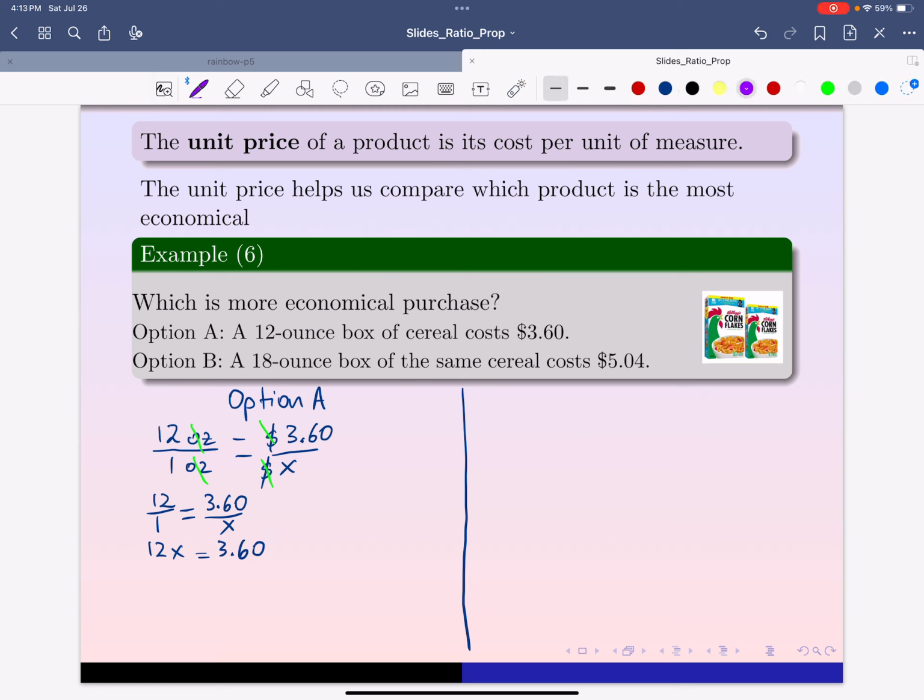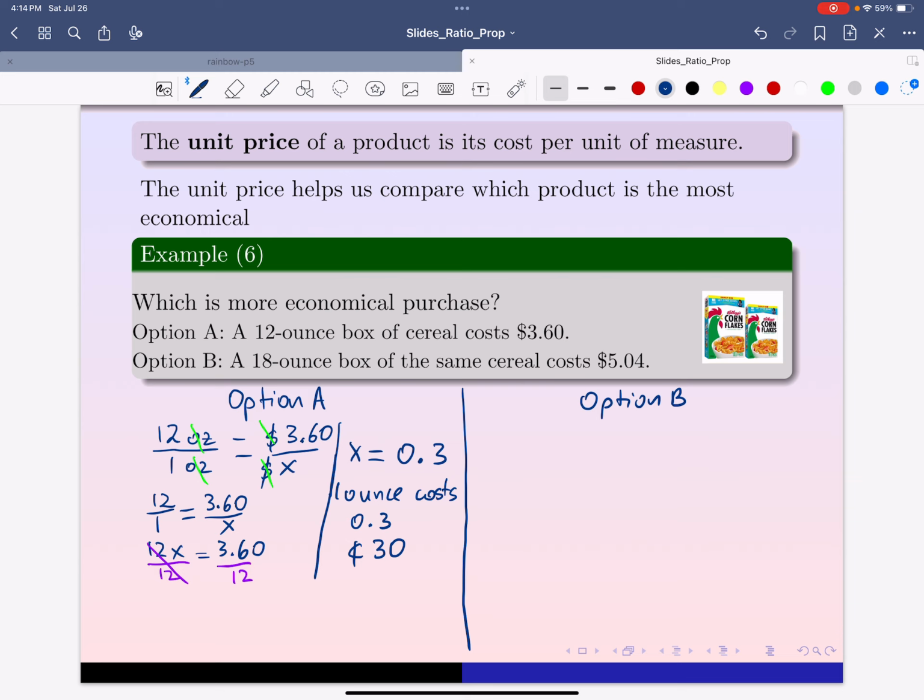To solve it, we would divide by 12, divide by 12, this cancels out, and we have that x is equal to, if we type this on the calculator, 0.3. So 1 ounce costs $0.30, which is nothing else but 30 cents. So now let's see option B.